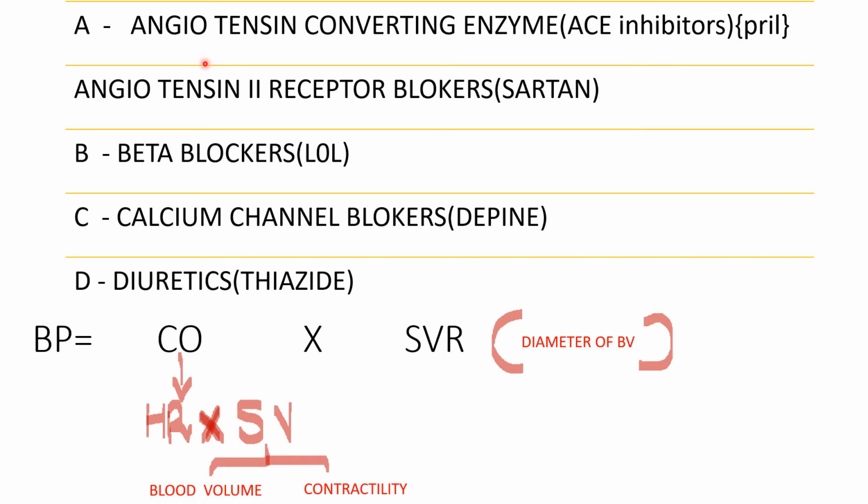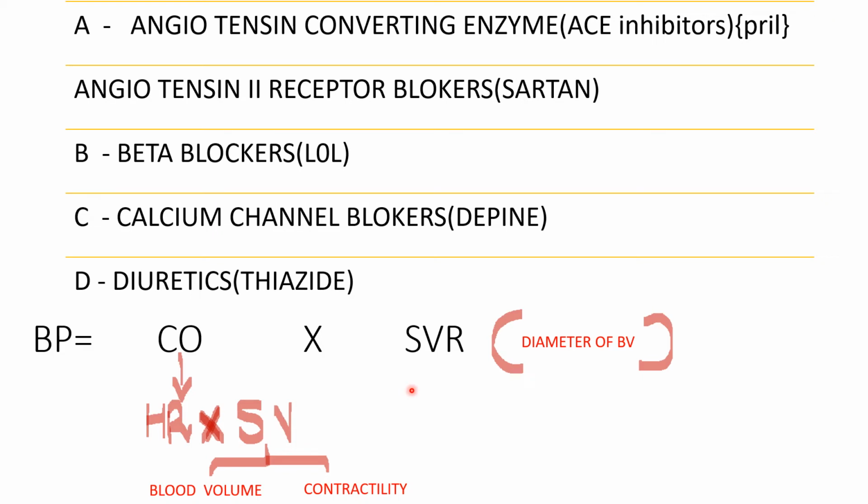Angiotensin 2 does a couple of things. It increases the SVR, that means it increases the vasoconstriction. The next one is it increases the blood volume. What happens when it increases the systemic vascular resistance? It increases the BP. And what happens when the blood volume increases? It also increases the BP. But this angiotensin converting enzyme inhibitor stops the production of angiotensin 2.